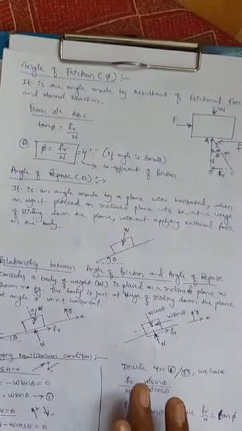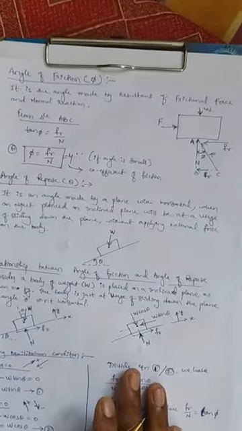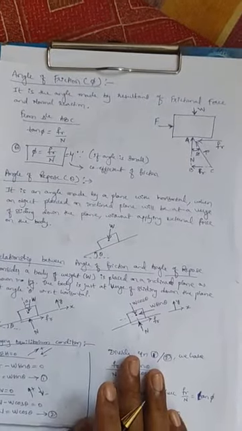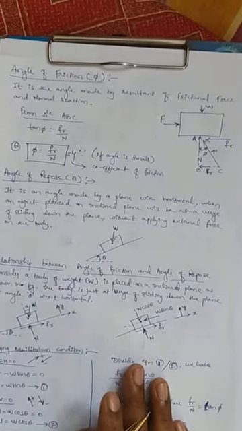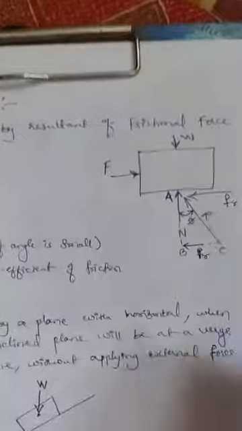Okay, welcome back. Now we'll discuss angle of friction, and it is defined as the angle made by the resultant of frictional force to the normal reaction. Well, let's try to understand what is angle of friction. Now here we have taken an example.